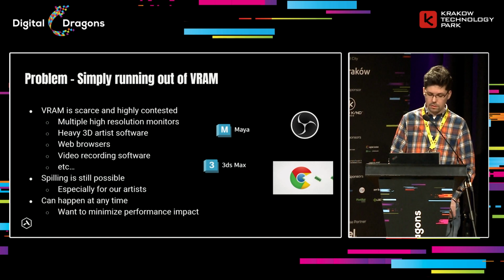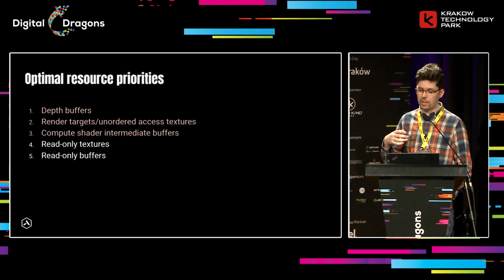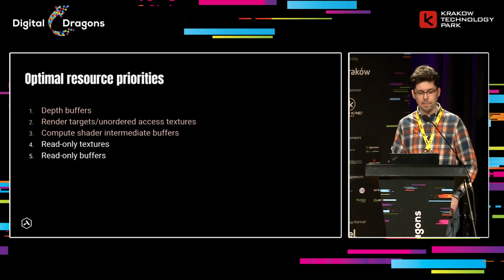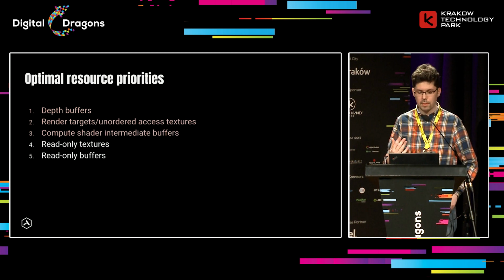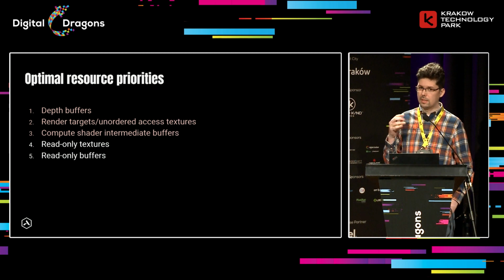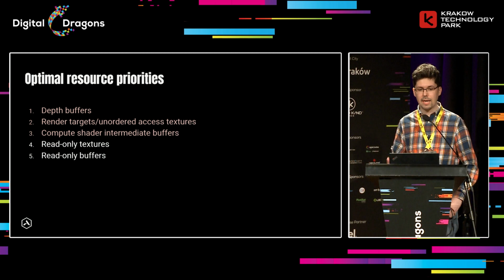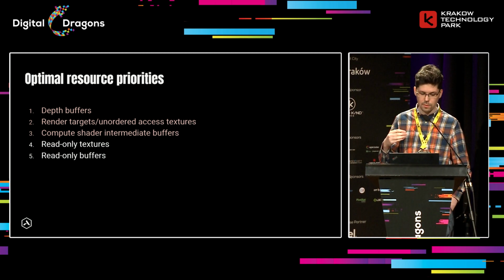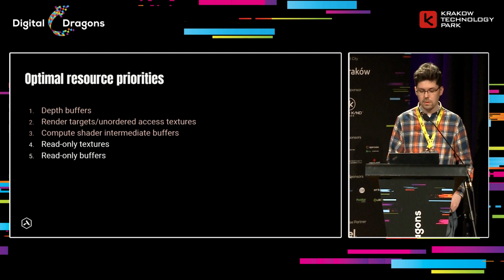And we can think about the importance of our resources and figure out which ones we would like to be paged first and which one we would desperately try to keep in VRAM. And our reasoning is that depth buffers are by far the most important resource that we definitely want to keep in VRAM. They are very randomly accessed and very heavy on reads, modify writes access. So it's very important that we don't do those kinds of reads and writes over the PCI Express bus.